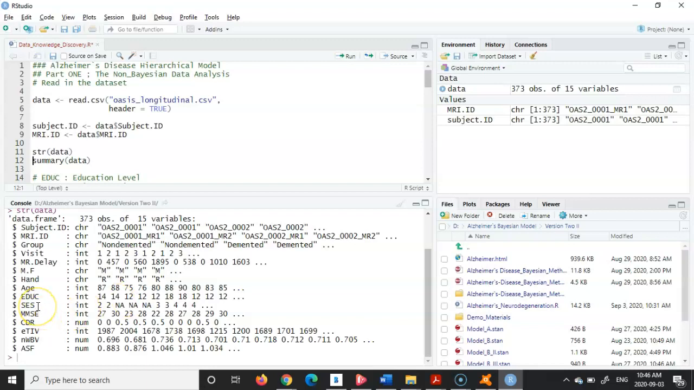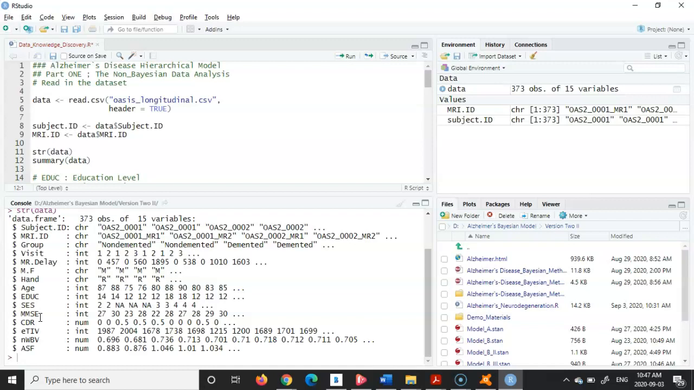We have SES, which is an integer and stands for socioeconomic status. You see that we also have some NA values, which denote missing values in that column, in that feature. We also have MMSE, which is a kind of feature in an MRI.